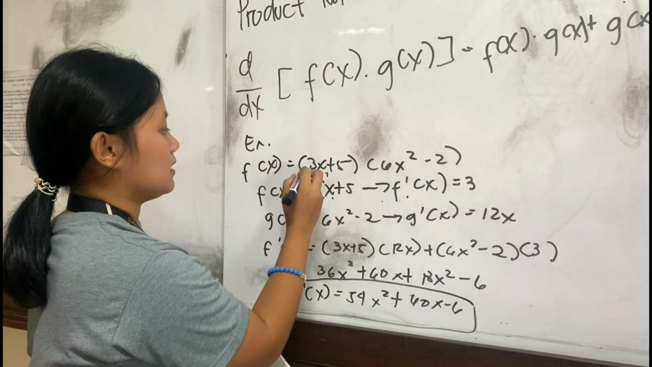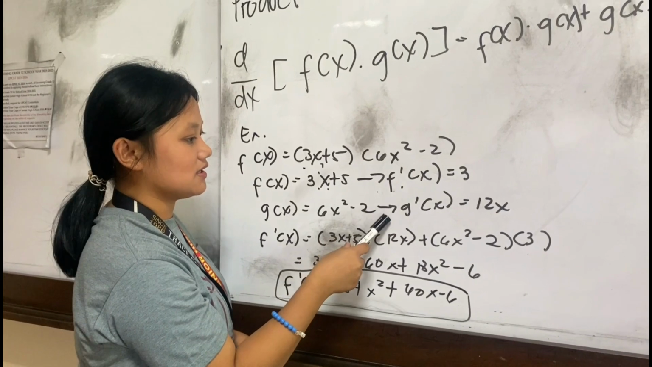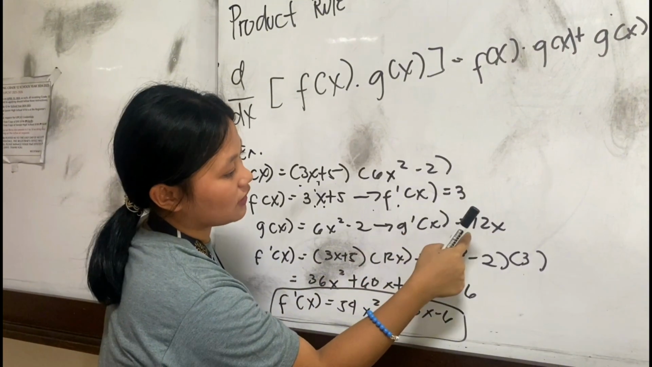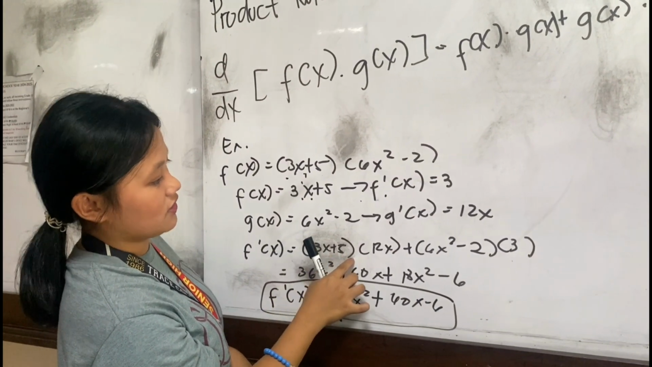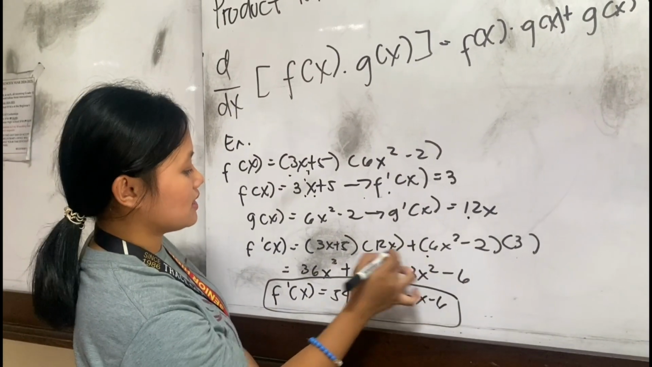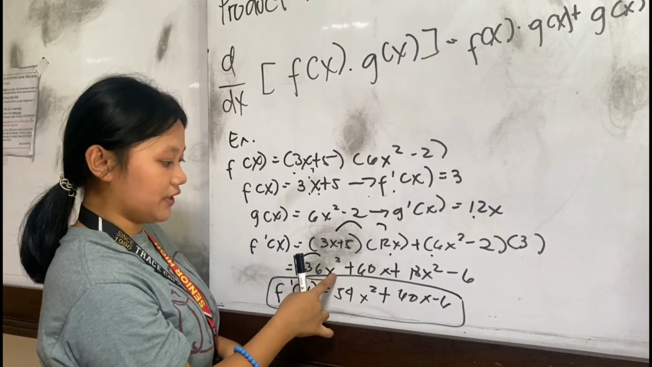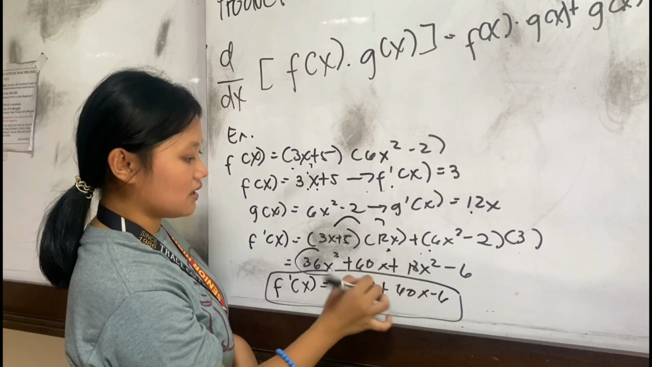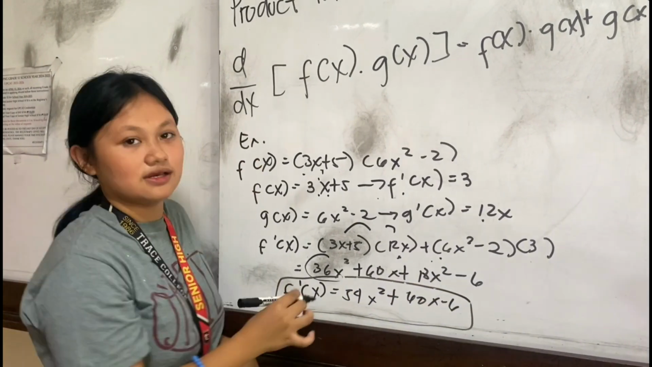Now, if you construct that, copy the 3x plus 5 times 12x plus 6x squared minus 2 times 3. Now, if you simplify that, 36x squared plus 60x plus 18x squared minus 6. Now, combine 36x squared plus 18x squared because they are the same x squared. And this is the final answer.